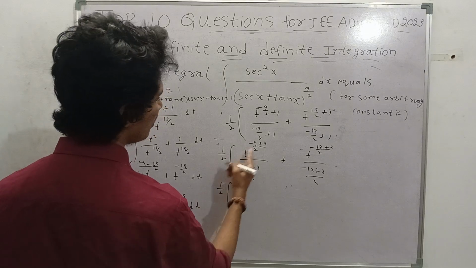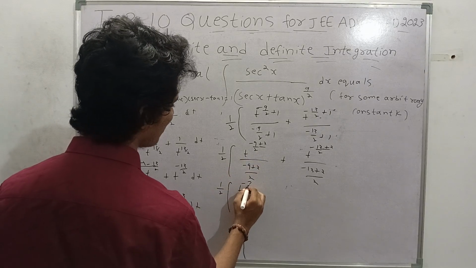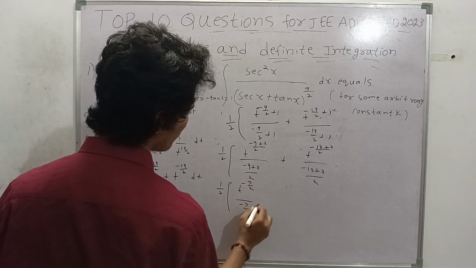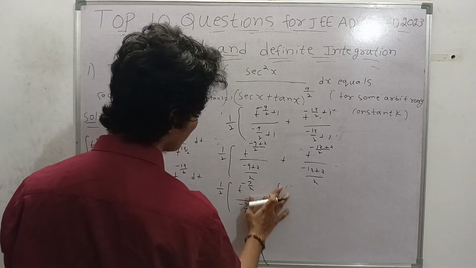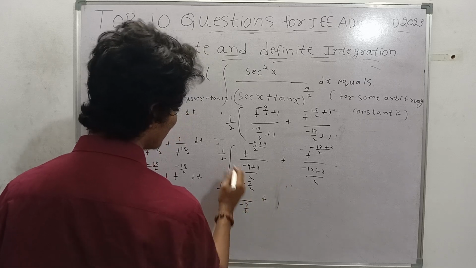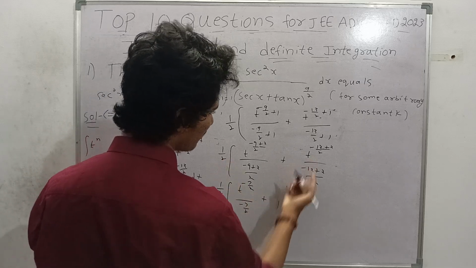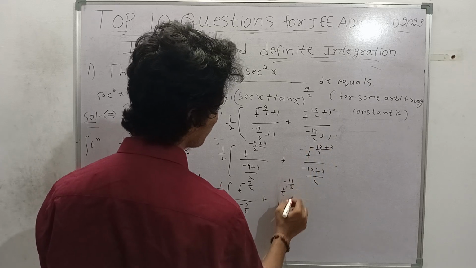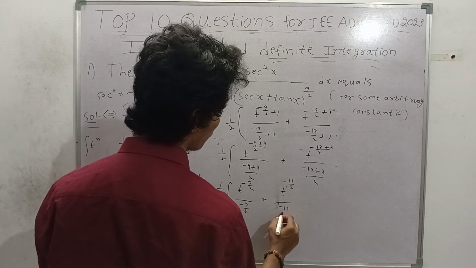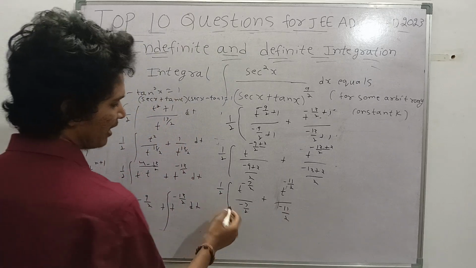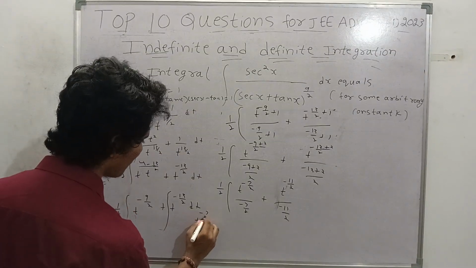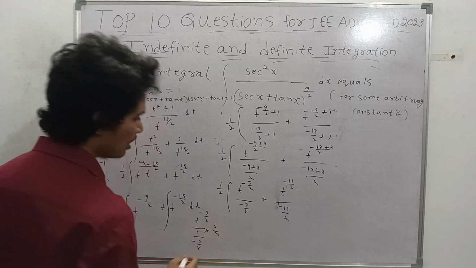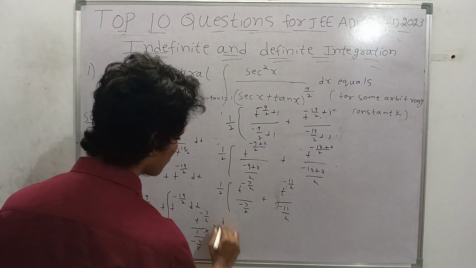Half into here it is t power minus 7 by 2, and down it will be minus 7 by 2, plus integral. The integration part is completed now. This is a bracket now. Plus, what about this? Here it is minus 13 plus 2, it is minus 11 by 2 divided by minus 11 by 2. Now if I take t power minus 7 by 2 divided by 1 divided by minus 7 by 2, it will be 2 by 7. So what will it come to?